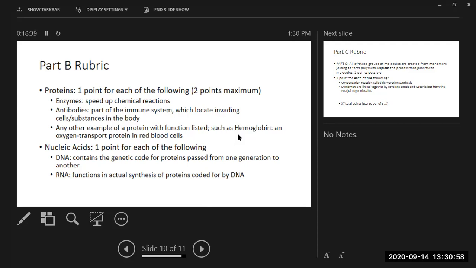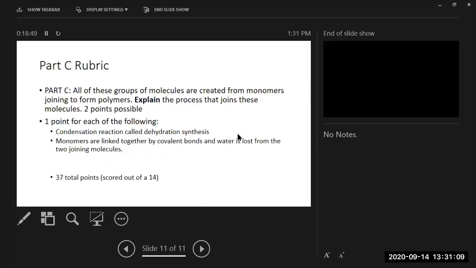Purine and pyrimidines are nitrogenous bases that make up nucleic acid monomers. That would be more of an answer for part A. Okay, part C. All these groups of molecules are created from monomers, joining to form polymers. Explain the process that joins these molecules. 2 points possible.